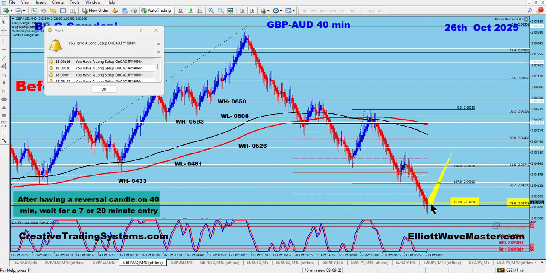I need to have a 7-minute long setup. If not, then forget about it. But I have a 90% hope that it will bounce from here. So let's see what happens.